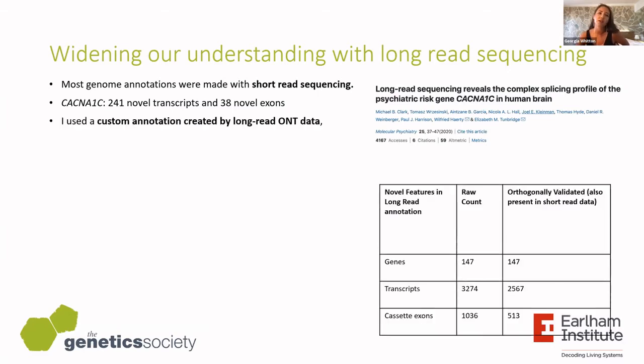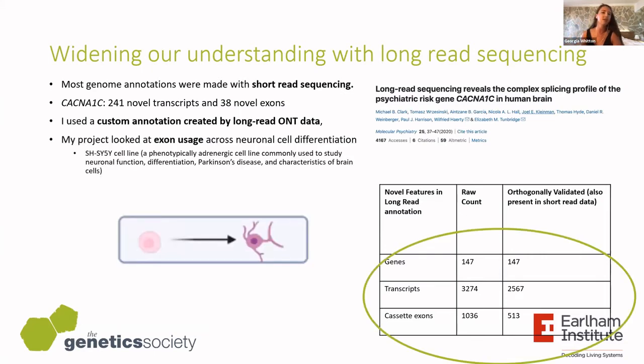So I used in my analysis a custom annotation that was made using Oxford Nanopore technology long read data. And this new genomic annotation had all of these novel features that you can see in the bottom right hand side. So I used a neuronal cell differentiation model to essentially look at all these long read new features and see what more can we find out about alternative splicing by applying long read technology.